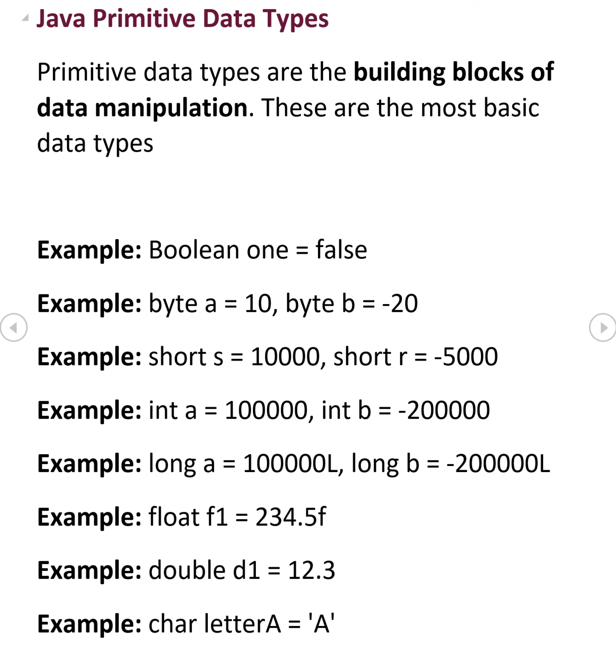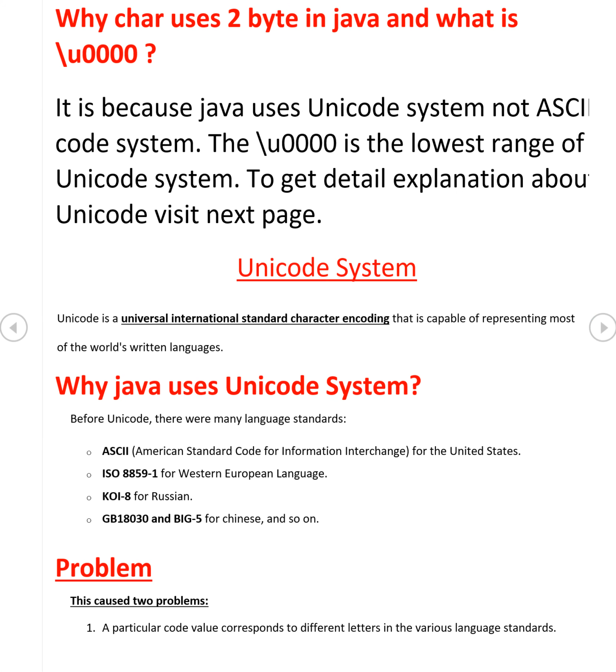Next, we have what are Java primitive data types. Java primitive types are the building blocks of data manipulation, and these are the most basic data types. You have some examples here, like boolean a has false, byte a has 10, short s has 10,000, int a has 1 lakh. Like this, long, float, double, and char, you can define them as primitive data types. Without primitive data types, you cannot write a single program in Java.